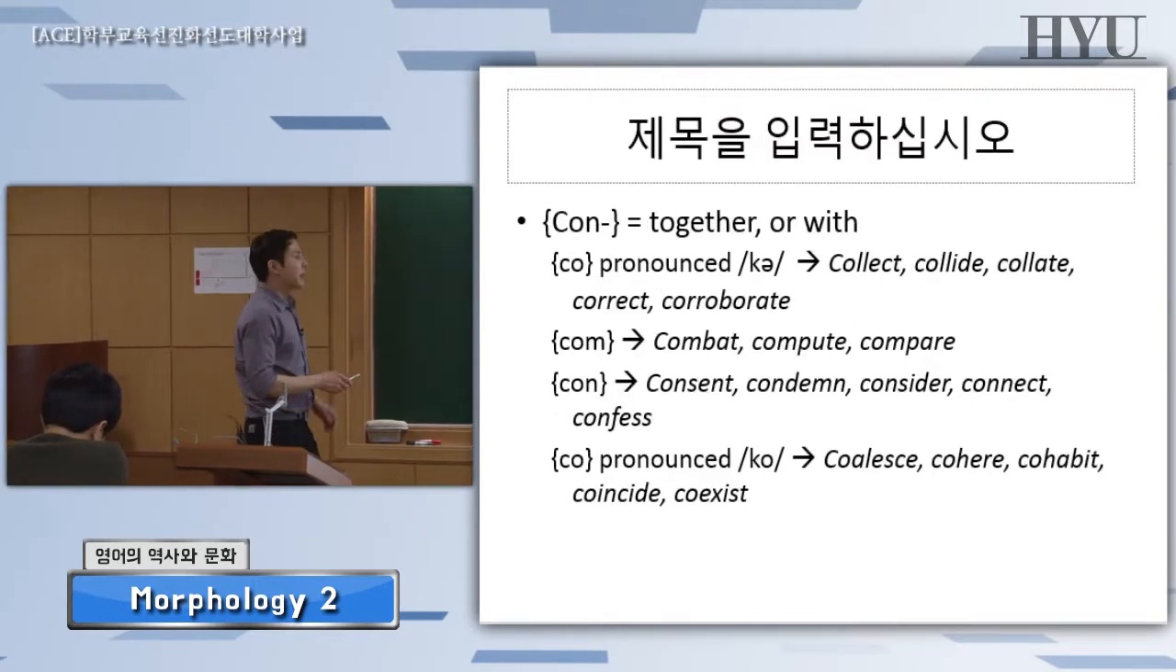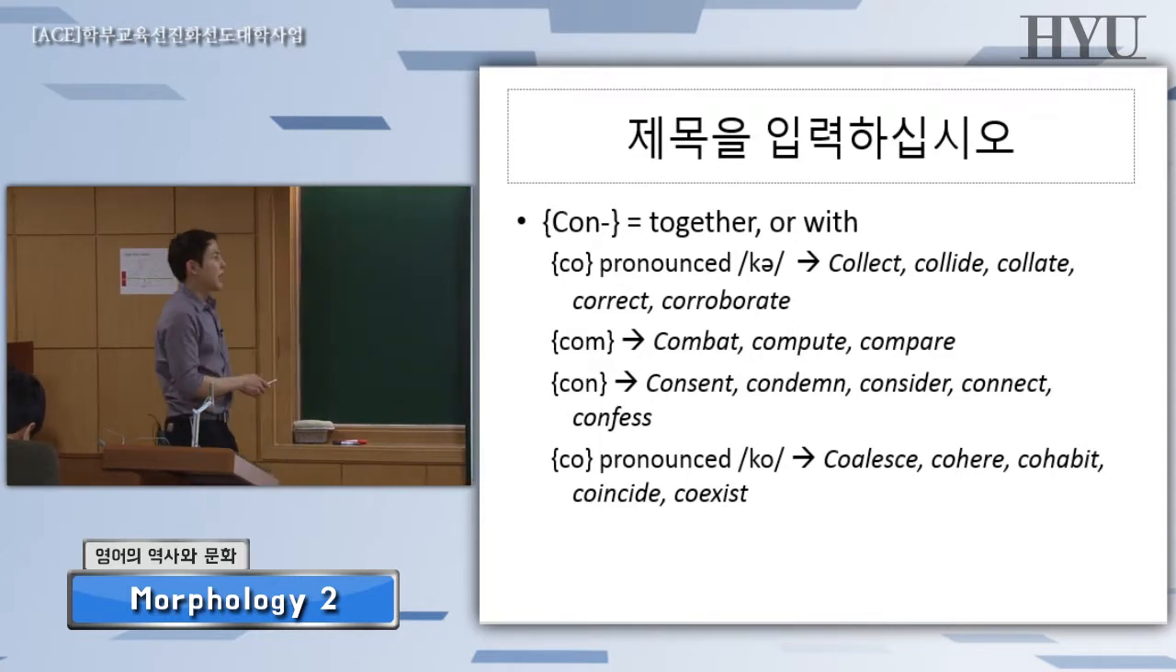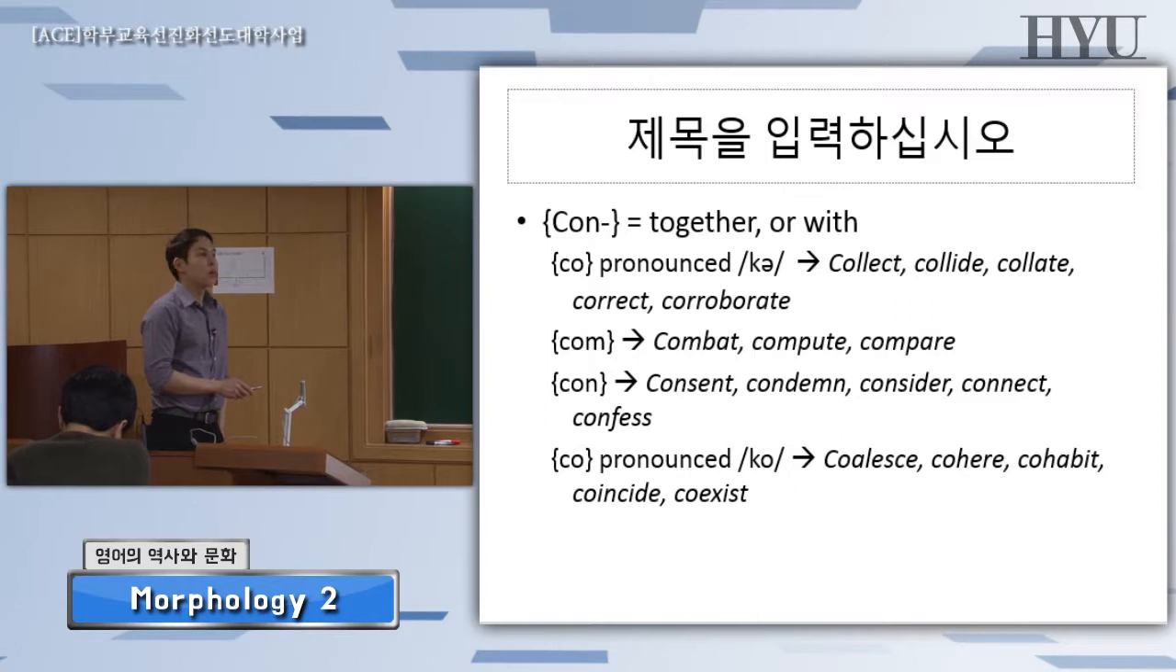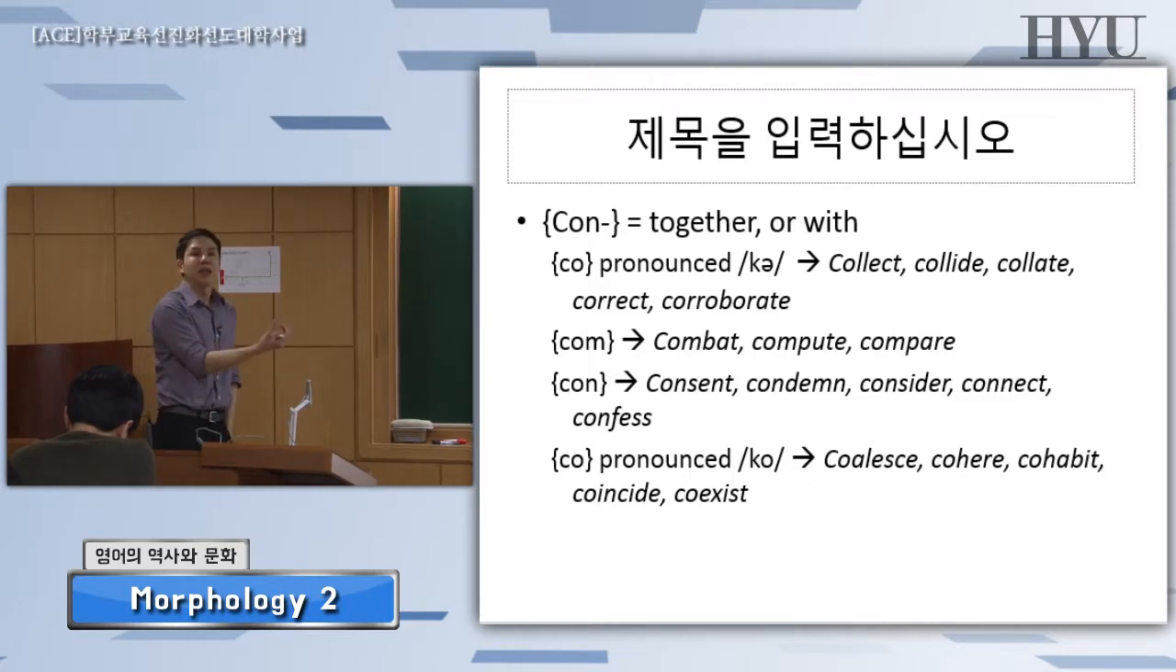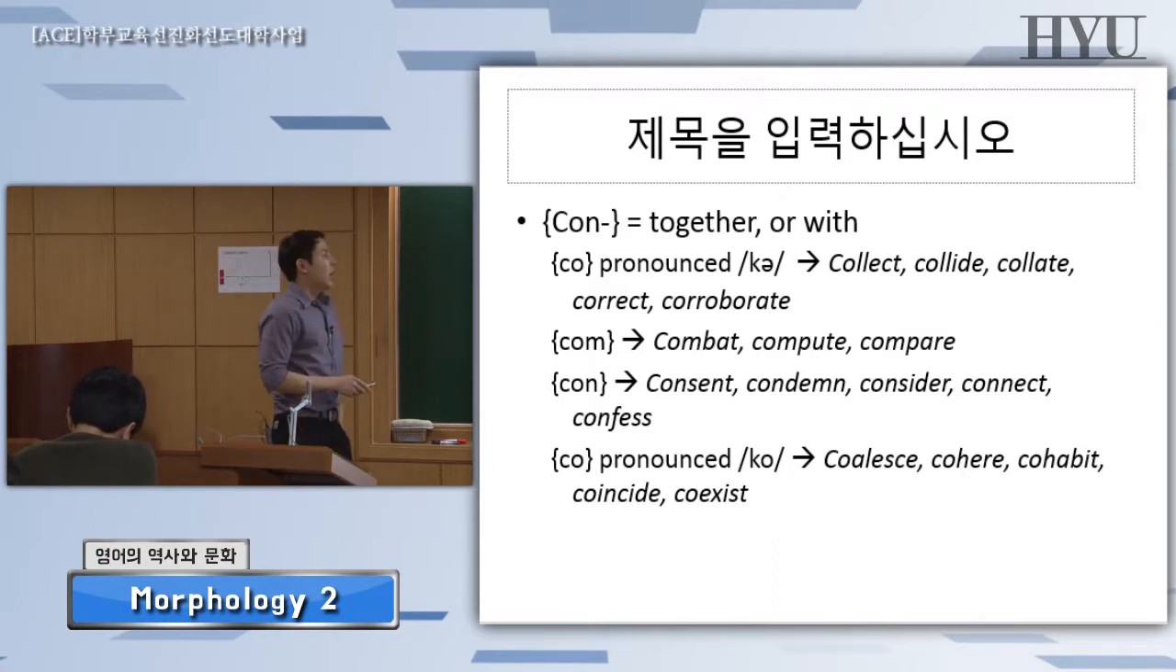Or another example is "con." Con is another example. Con means together or with. You see convene. Remember the word convene, to come together. Convention, like a meeting, like that. When it's in front of so many words, it's pronounced as K, or written out as "col." Collect, collide, collate, correct, collaborate, like that. So pronounced as K, written as "co," with the schwa.